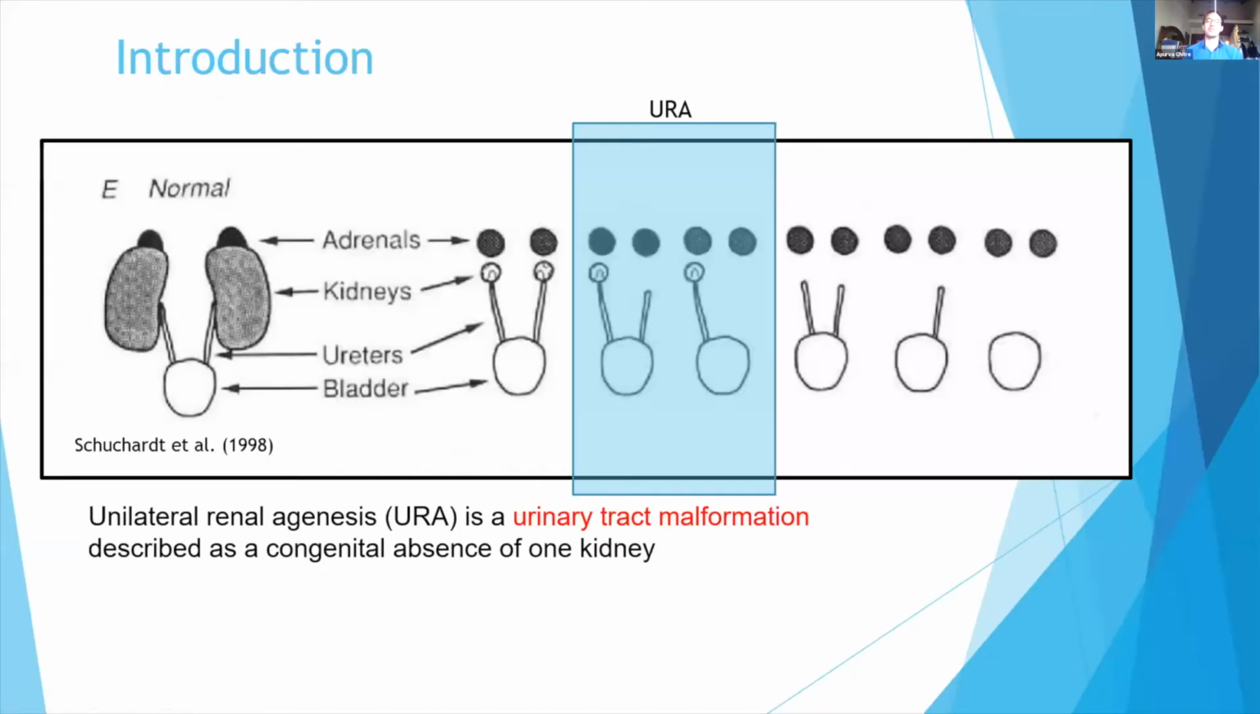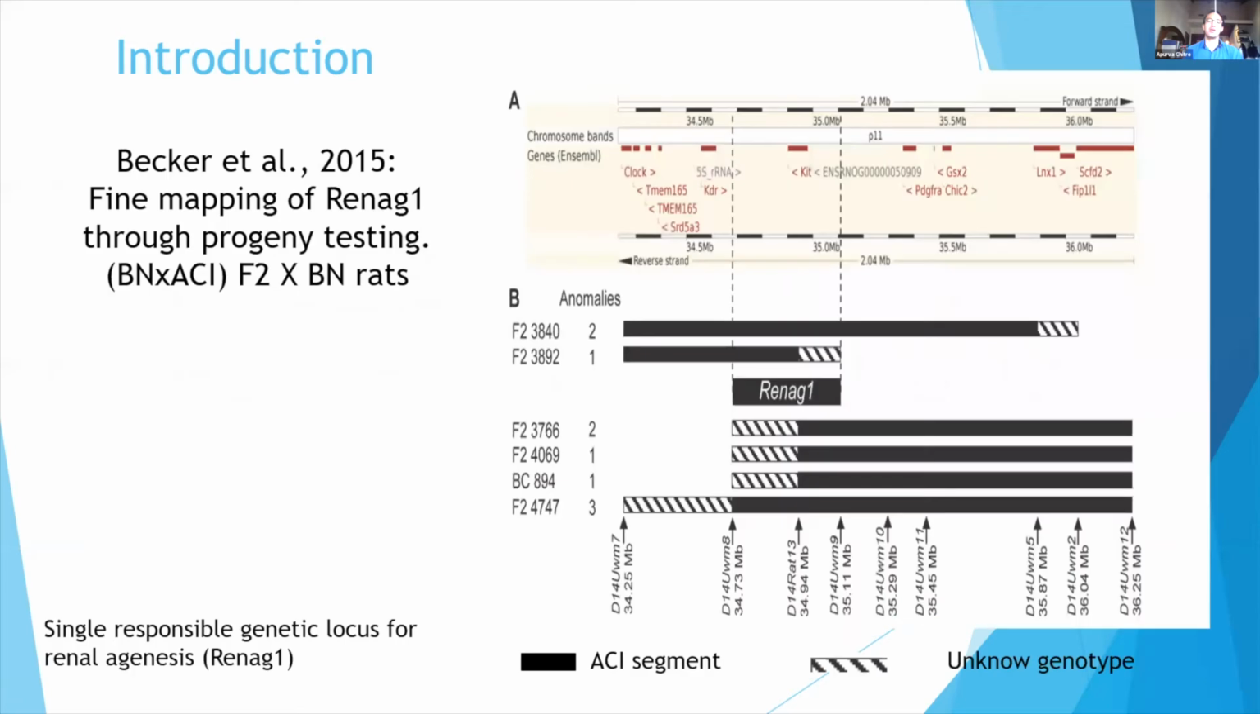URA has been described as a urinary tract malformation, and it's also coupled with some reproductive tract malformations. It's defined as a congenital absence of one kidney. Previously, a locus associated with this specific phenotype has been reported. It has been named RENAG1.